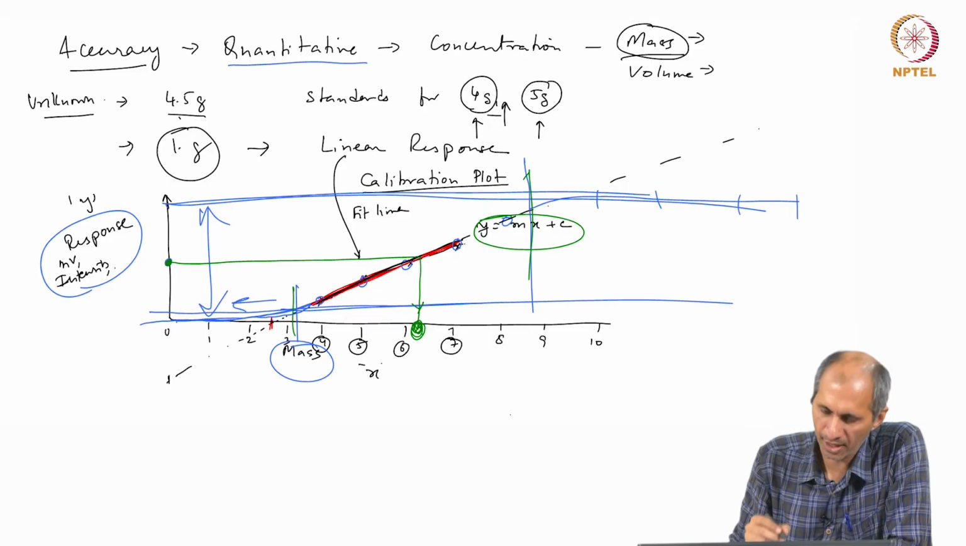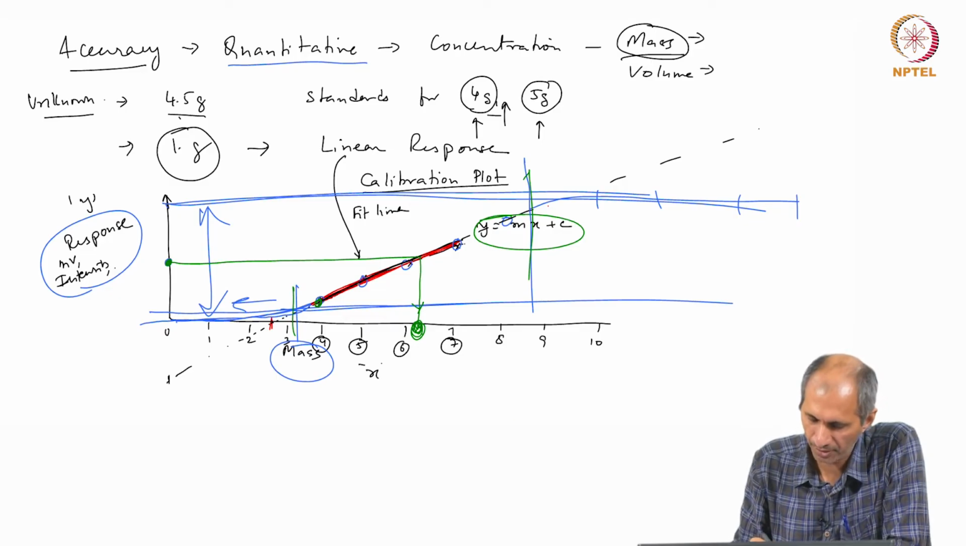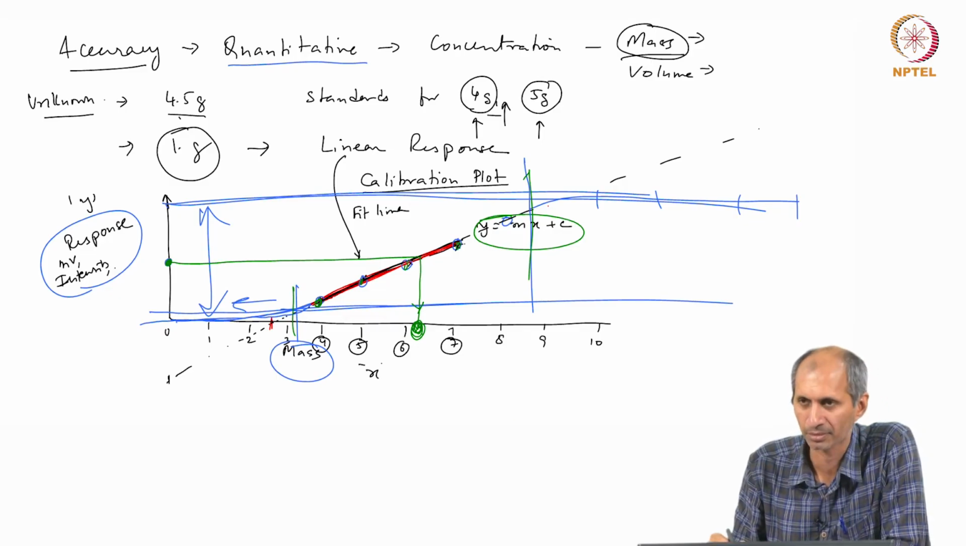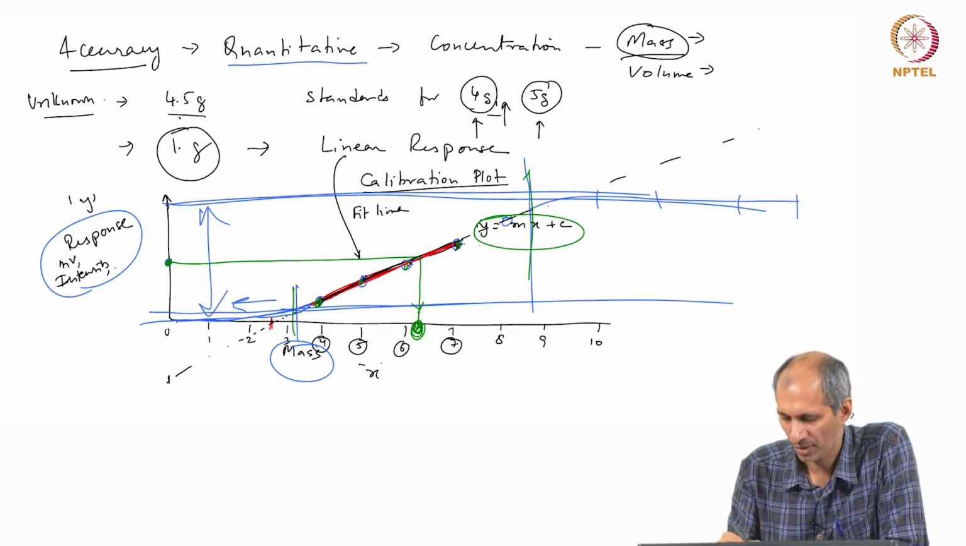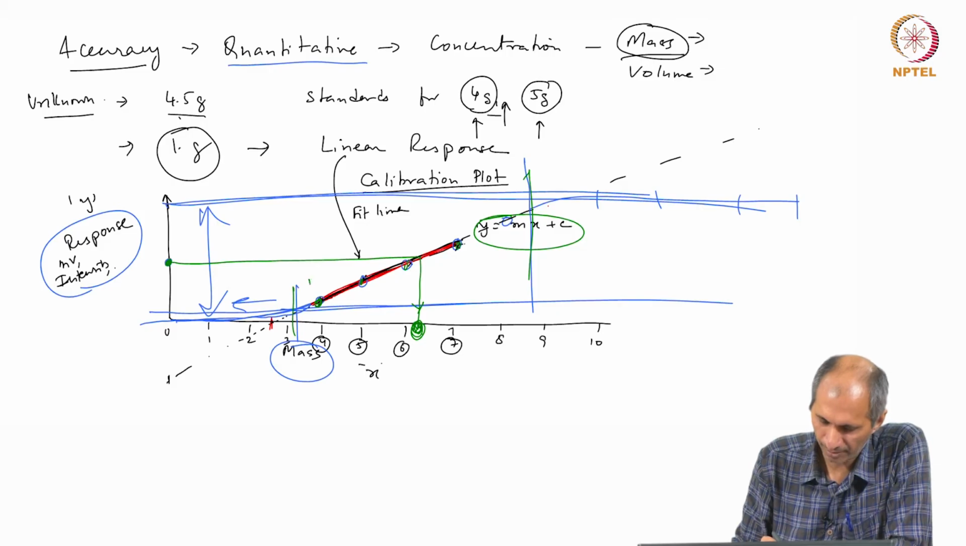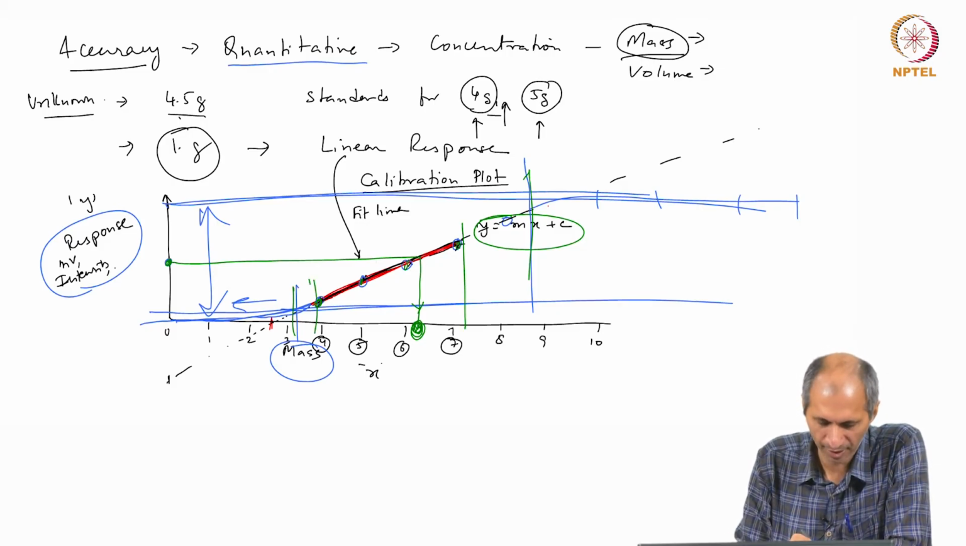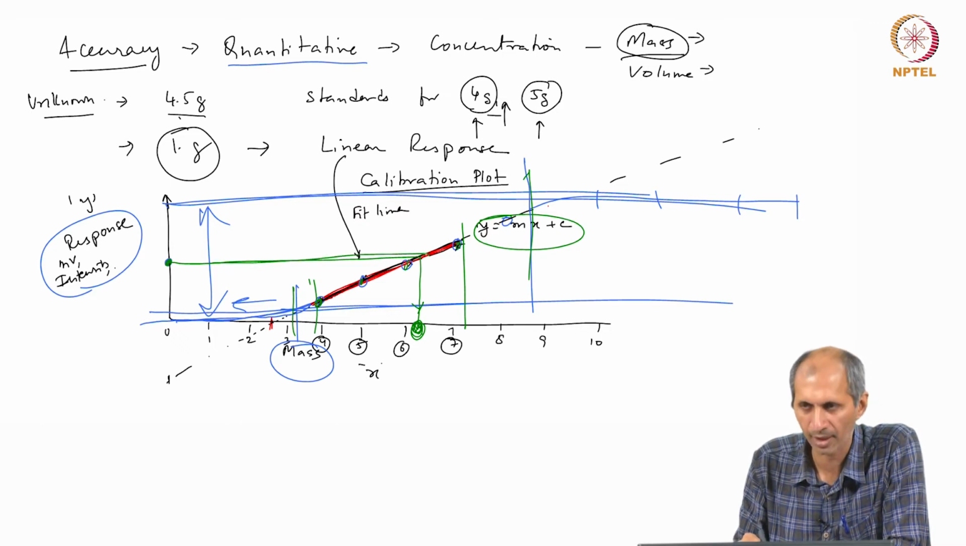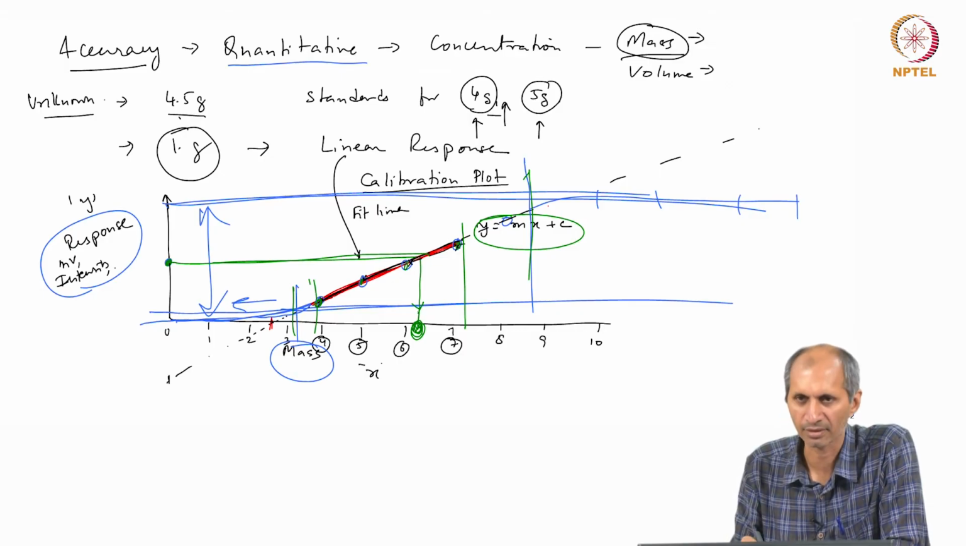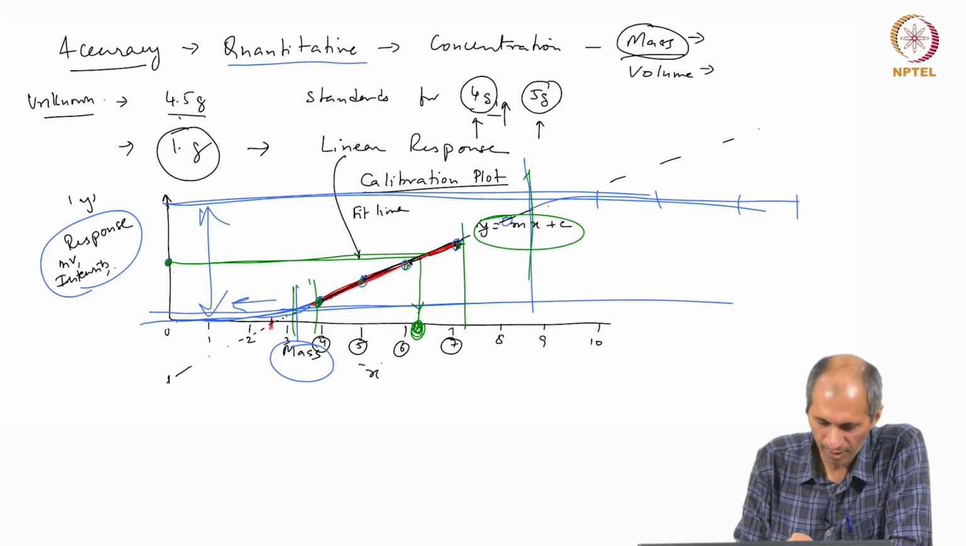So, strictly speaking, when you extrapolate, you are only using 4 standards. I really do not know what is happening beyond this. So, if you are reporting, my calibration limit is done here. In this case, if my sample is here, I am able to say very confidently that this is true.